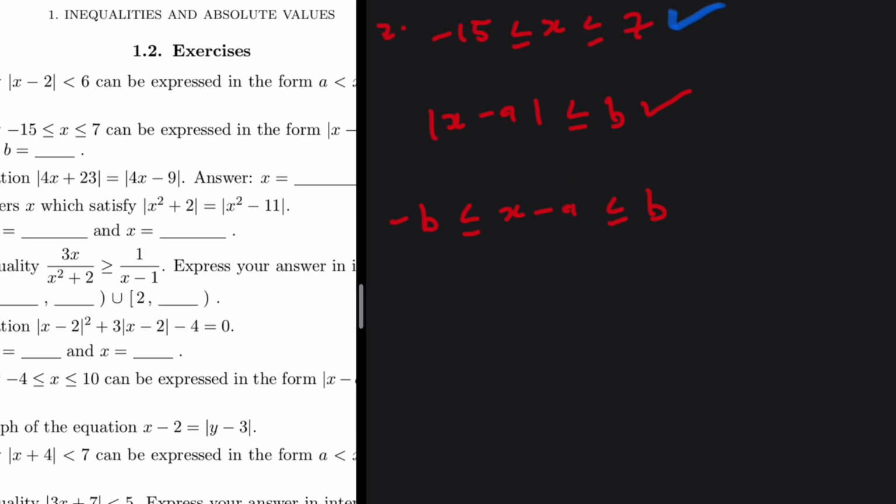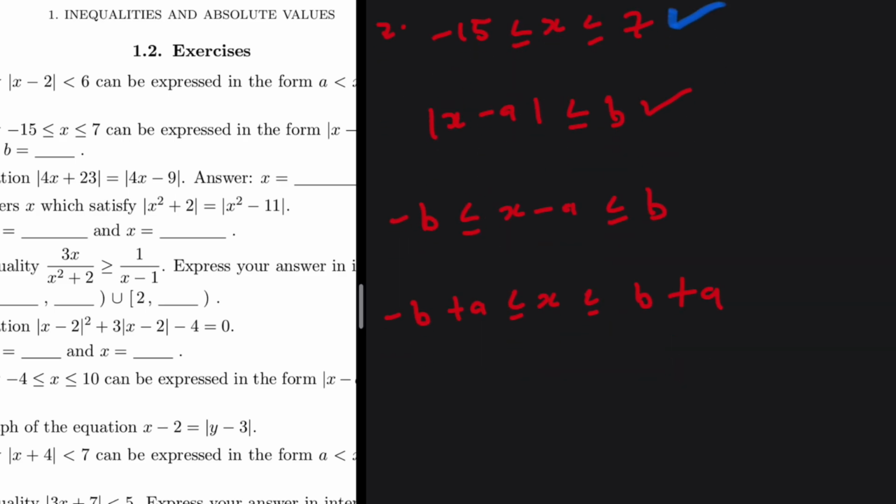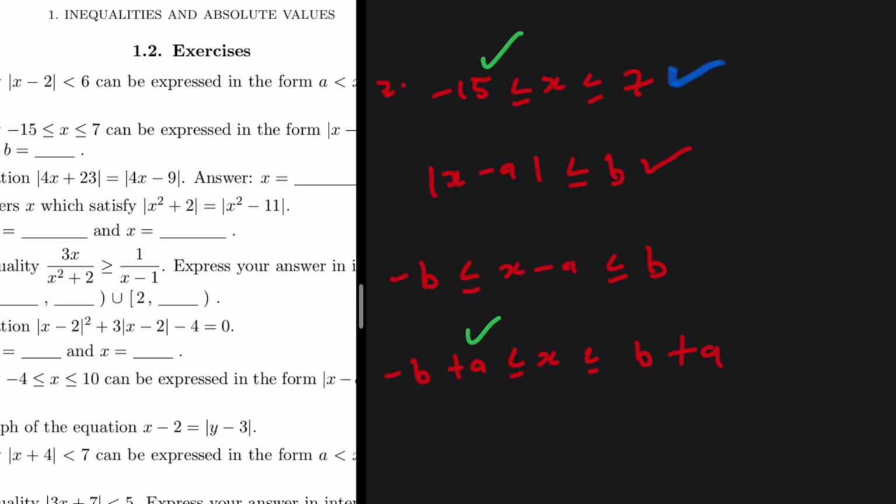And then making x the subject of the formula, so to say, we would have minus b plus a being less or equal to x, and x is less or equal to b plus a. So we have b plus a. But we know fully well that minus b plus a should be equal to minus 15. And then on the other hand, 7 must be equal to b plus a. That's what we have, right? So we are just equating minus 15 with minus b plus a, and 7 with b plus a.